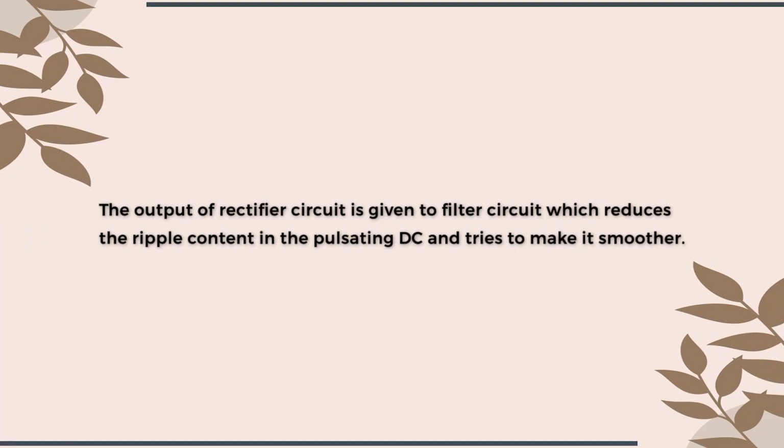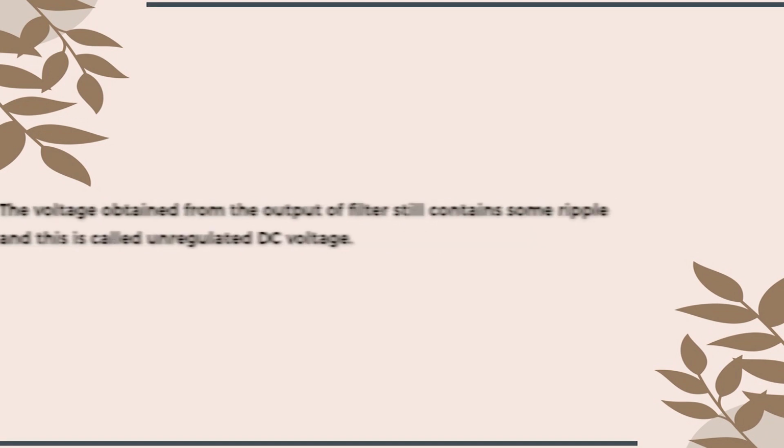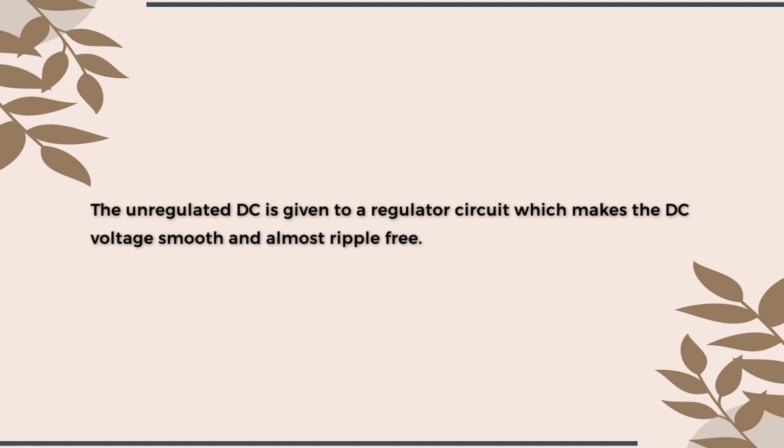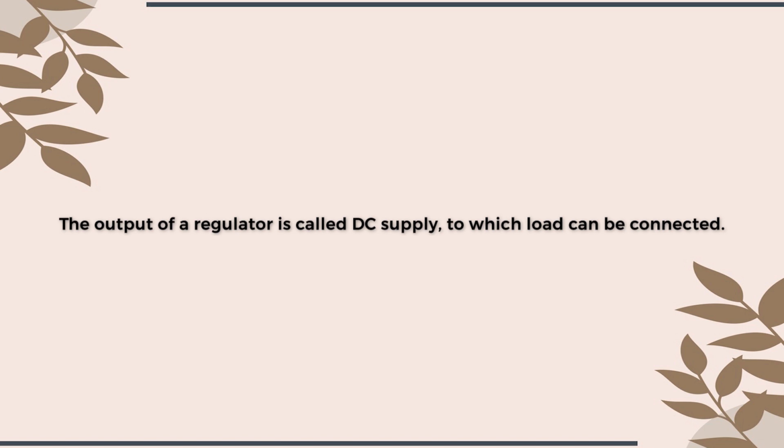Now the output of rectifier circuit is given to filter circuit, which reduces the ripple content in the pulsating DC and tries to make it smoother. The voltage obtained from the output of filter still contains some ripple, and this is called unregulated DC voltage. The unregulated DC is given to a regulator circuit which makes the DC voltage smooth and almost ripple free. The output of a regulator is called DC supply, to which load can be connected.